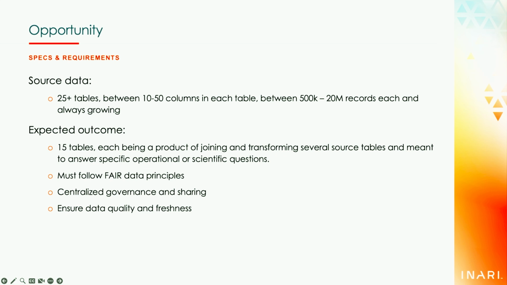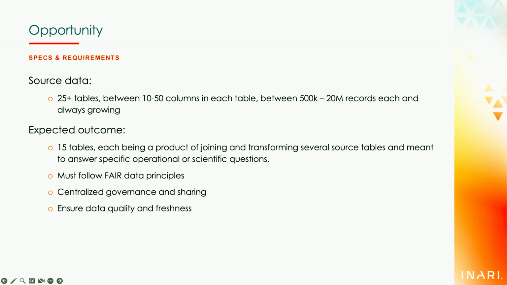So what did the existing data model look like? The existing tables were a lot of tables in the older LIMS software, and then moving into the new LIMS software, we had 25 plus tables. It would have 10 to 50 columns in each of them, between 500K to 20 million records in each of them, and always growing. So data never gets deleted or archived or anything of that sort in these databases. So it's always expected to grow.